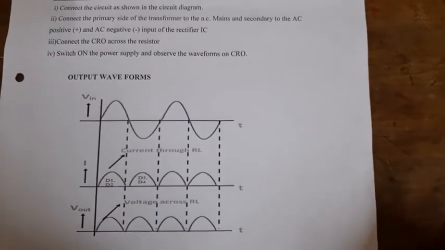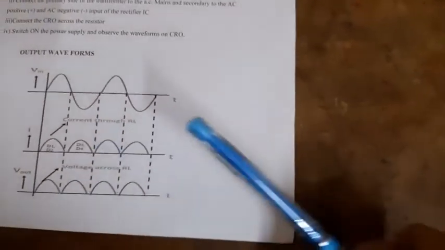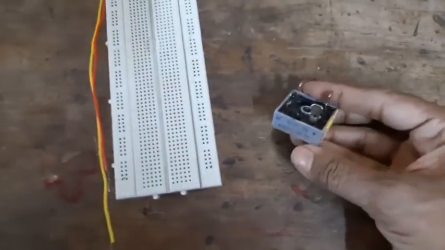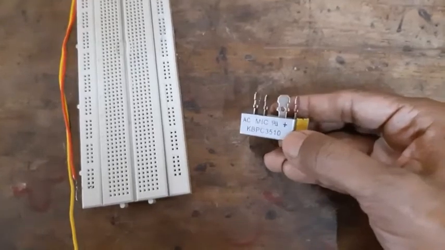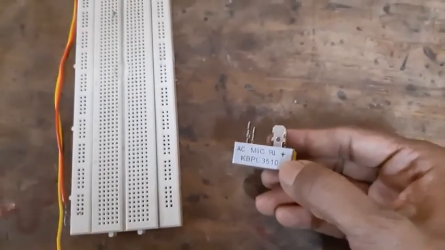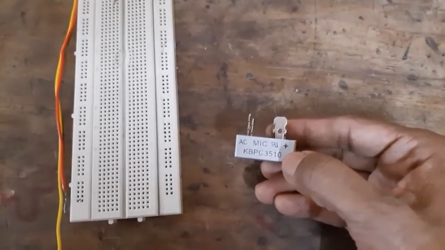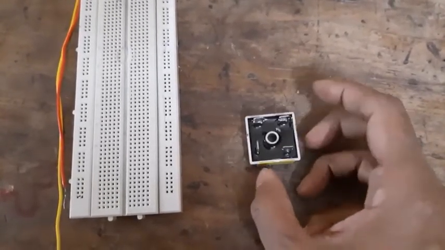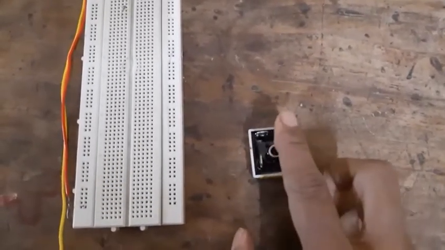So for this experiment we need a rectifier IC. This is a rectifier IC. So many rectifier ICs are there. Here I am using KBPC 3510. This is a rectifier IC. So students, you can see a total of 4 pins are there.